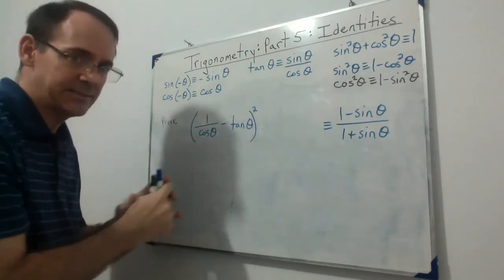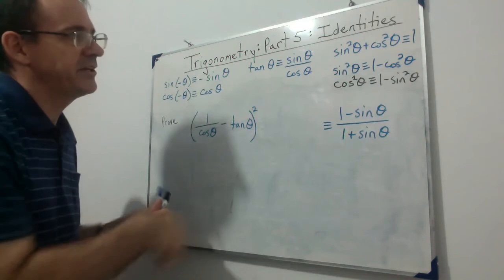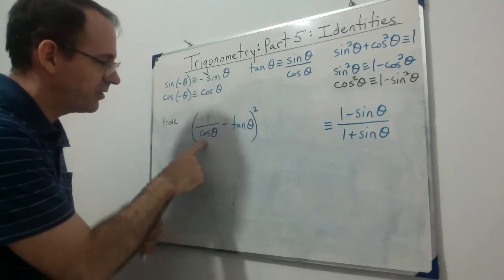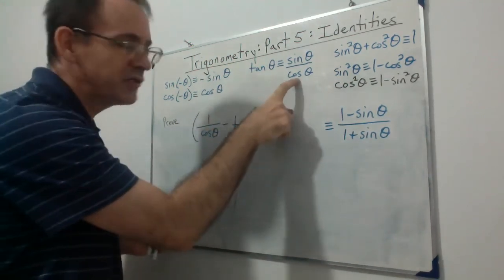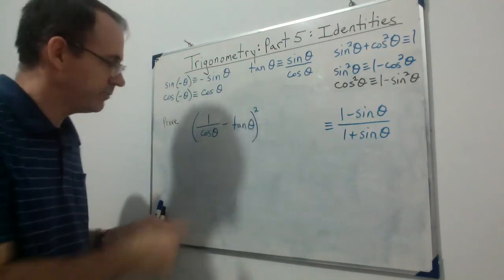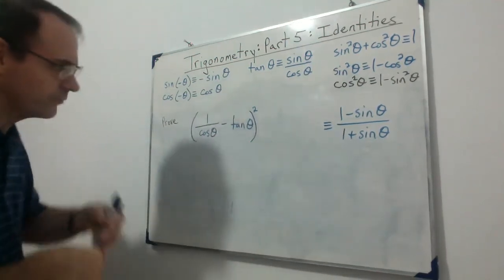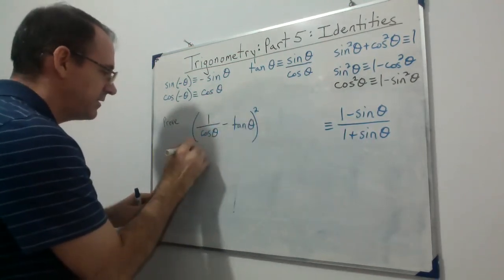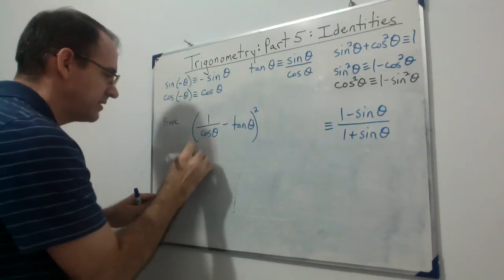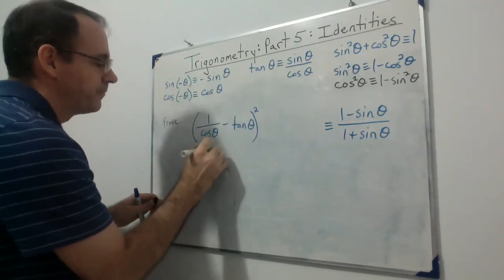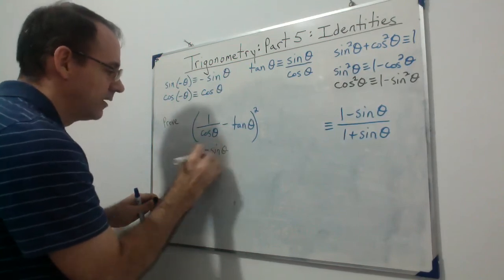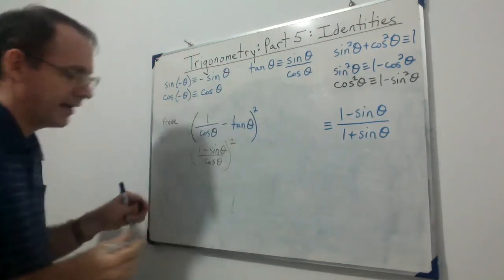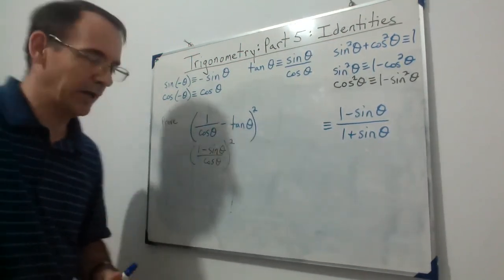We want less. So let's consider our identity at the beginning, and notice there's a cosine in the denominator and a cosine in the denominator. That would be really good because it gives us a common denominator. So this can be expressed as, using our identity for tangent, this can be expressed as (1 minus sine theta) over cosine theta, all squared. And I hope I didn't do too many steps at once.